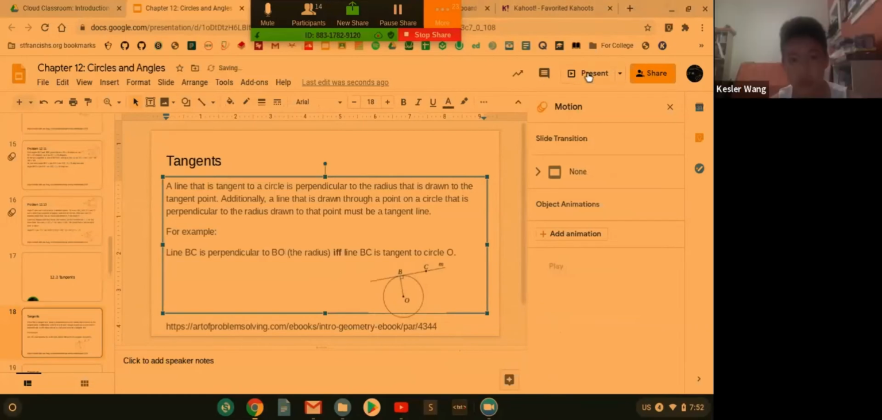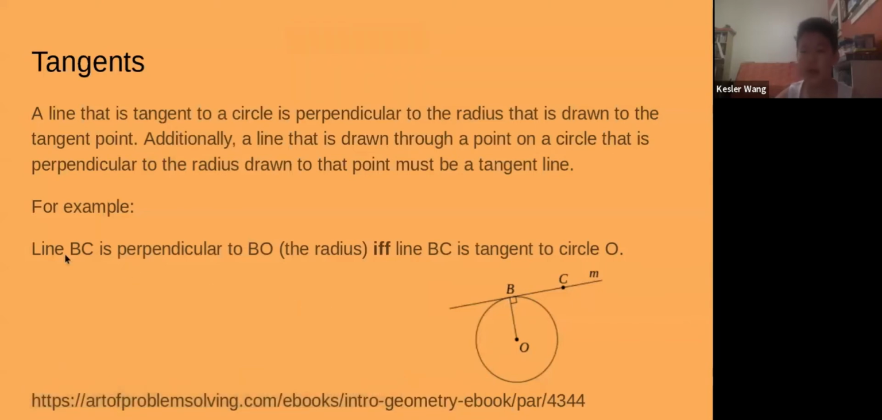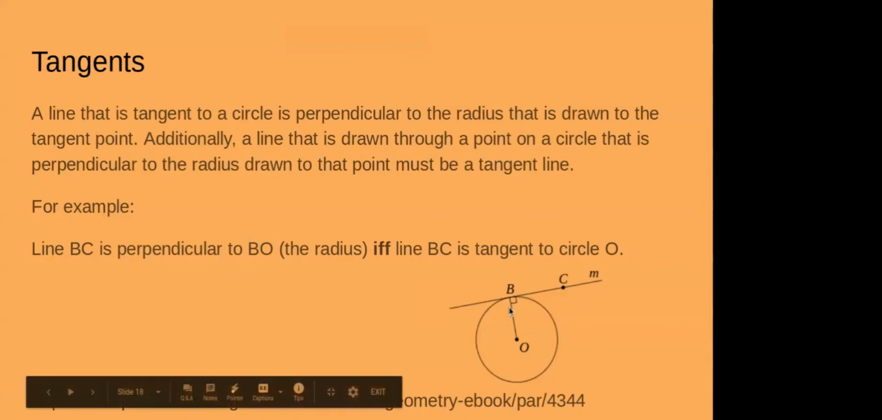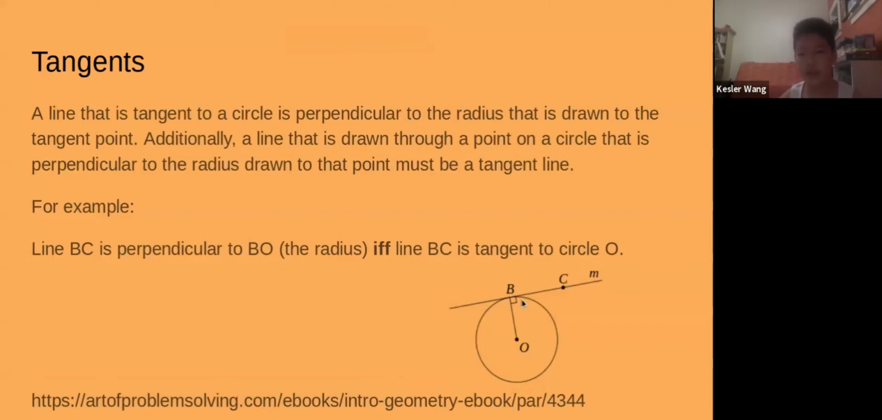What does tangent mean? Tangent just means that the line touches the circle at exactly 1 point. So it touches at point B, which is the radius, right?